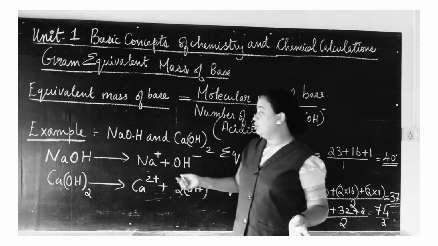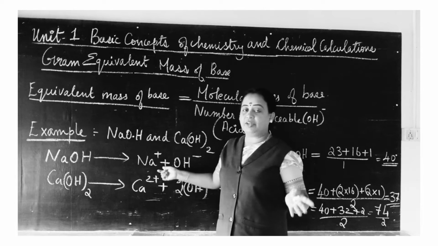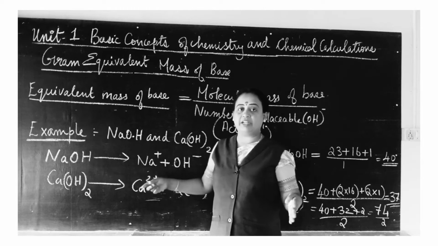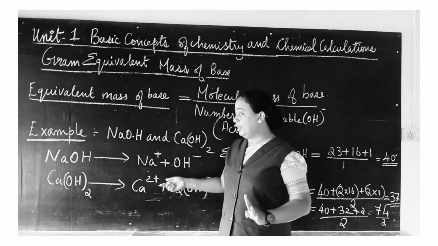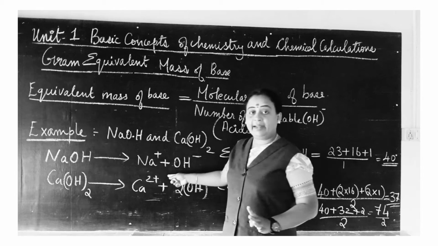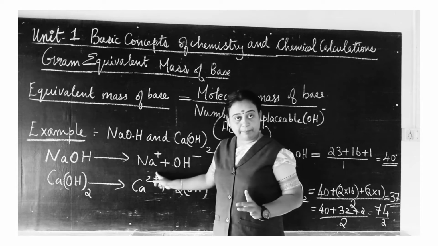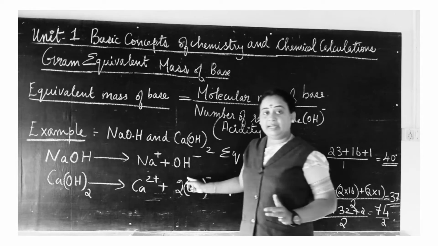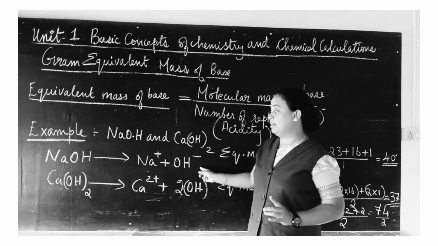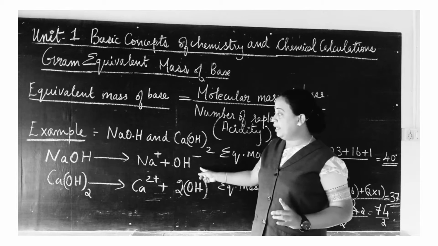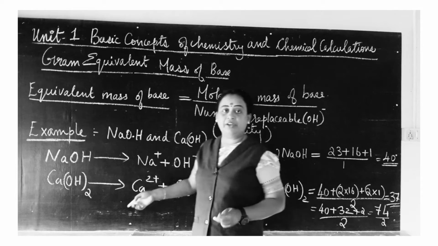What type of ions are formed? When a base or a compound is split, there will be a positive ion, a cation, and a negative ion. In the case of sodium hydroxide, the positively charged cation is the sodium ion, and the negatively charged anion is the hydroxyl ion, OH minus. Now let us see how to calculate the equivalent mass of NaOH.